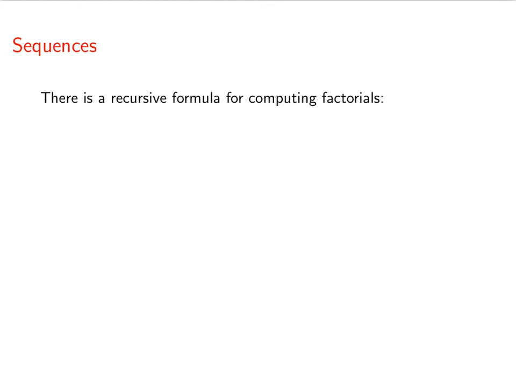Now there's a recursive formula for computing factorials. You could say that n factorial is 1 if n is equal to 0, as we saw before, or it's equal to n times n minus 1 factorial. That's if n is bigger than or equal to 1. We'll keep this definition in mind because it is sort of useful later on when we want to do calculations involving factorials.